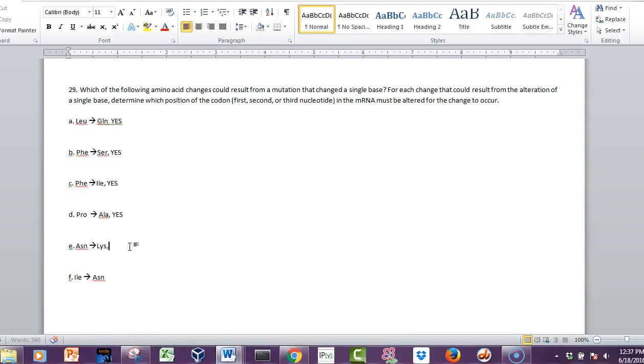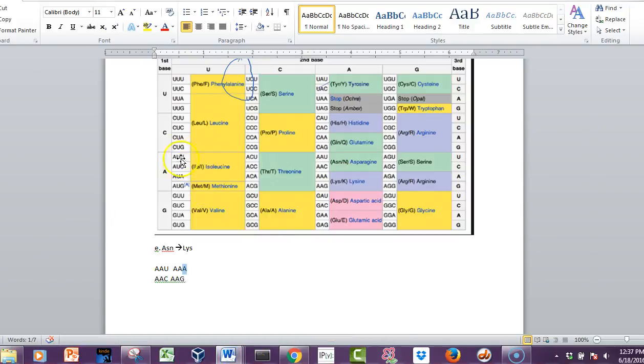So yes, and then they asked you to say whether it was the first, second, or third, but we did that, I just didn't write it down. And then isoleucine. I think this was isoleucine to asparagine, so ILE to asparagine. And isoleucine could have 3.